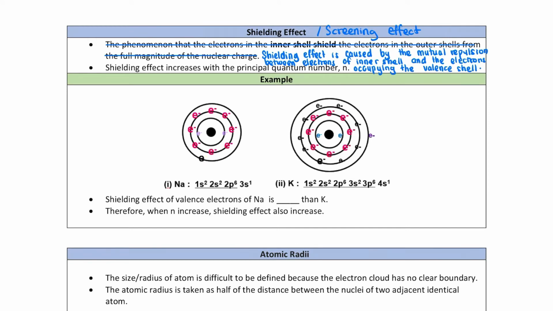Second, the factor affecting the size of atomic radius is the shielding or screening effect. Please cross out this one, because I decided to use this definition so that you can understand the shielding effect easily. So what is the shielding effect? Shielding effect is caused by mutual repulsion between electrons of the inner shell and the electrons occupying the valence shell.